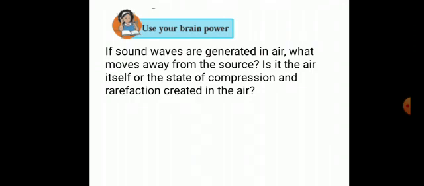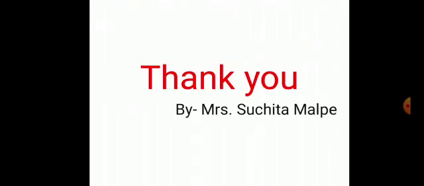Here, children, we have seen how the sound waves are propagated in air. With the help of the tuning fork, we studied how compression and rarefaction regions are formed. Thank you.